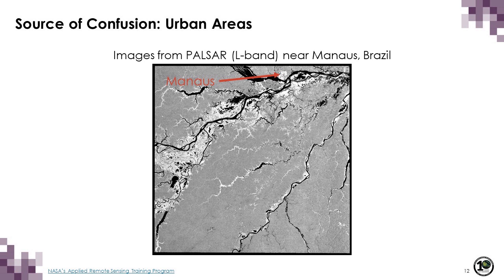One way to at least partly clear up this confusion between urban areas and flooded vegetation is through the use of texture measurements. Textures provide information about the statistics of the pixels within a box, and the size of the box is defined by the user. Some textures, such as energy or entropy, provide information about the homogeneity or inhomogeneity of the pixels within the box. And in my experience, such measures help separate urban areas from flooded areas, because urban areas tend to be more homogeneous than flooded areas.